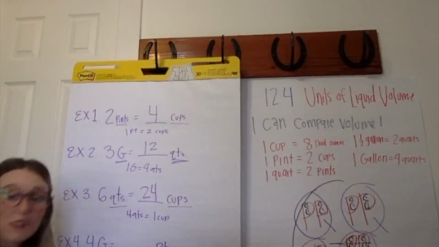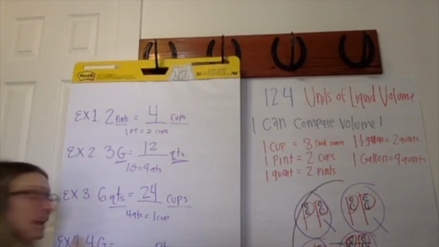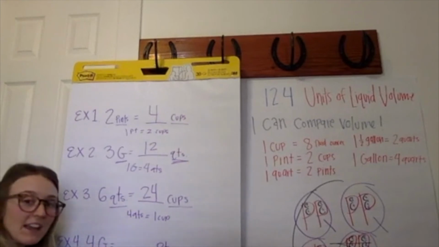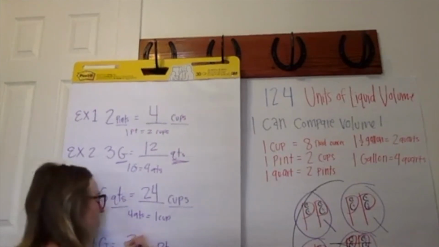Okay, so once again, super important, we times. Always multiply when you go from big to small. So 4 times our 8 equals, 4 times 8 is 32.